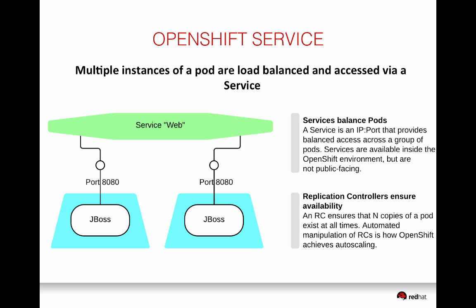So how do these all tie together? Who does load balancing across them? That's done by a Kubernetes service. Service groups the pods based on labels, and it does load balancing. So the clients would talk to the service, and the service does load balancing across the pods.